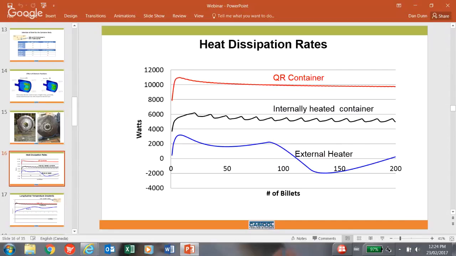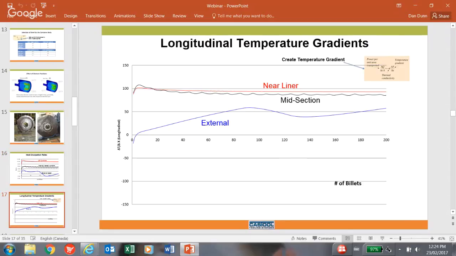What does that mean? Well, let's look at the longitudinal temperature gradients. This data has been captured over the 3 container designs over a 300 billet run. Once again, the externally heated container performs poorly, with the internally heated container performing better, but still with spikes. However, the QR container is stable and completely linear. Let's look at that QR container.